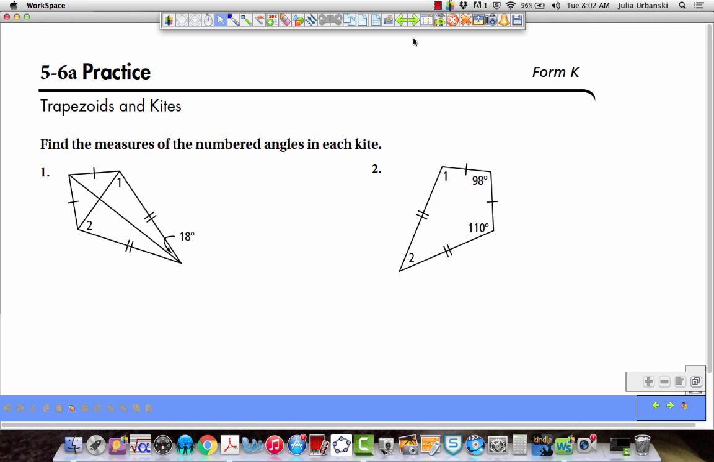All right, so I'll go down the left-hand side, and then I want you to try the right-hand side while I do your homework. So, we need to figure out angle 1 and angle 2.